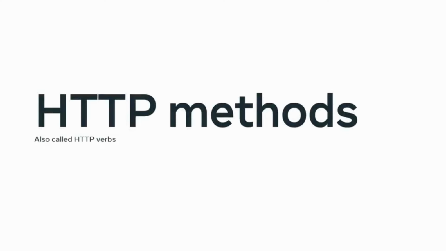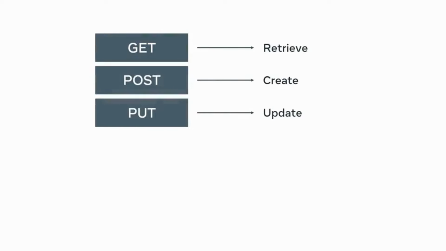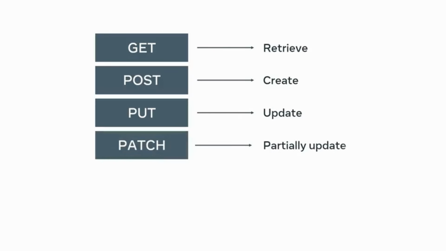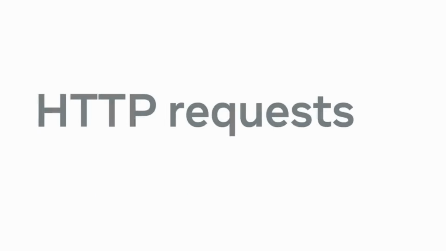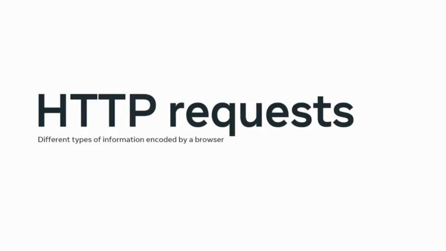HTTP methods are also called HTTP verbs. There are 5 methods commonly used when accessing content over HTTP. They are GET, which retrieves a resource; POST, used to send data to the server and then create a record; PUT, which updates the whole resource; PATCH, which you use to partially update a resource; and DELETE, which deletes a resource.